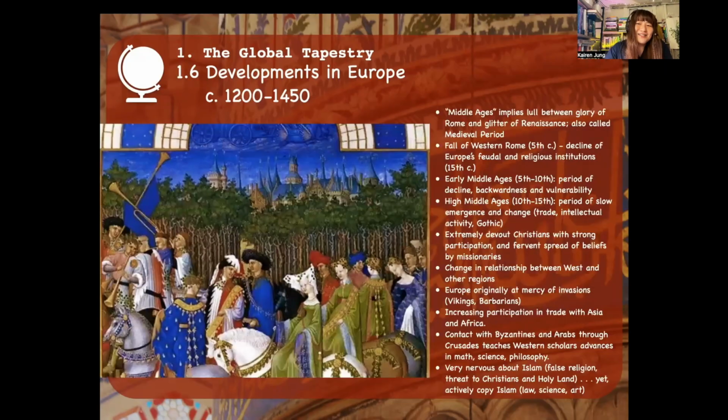So the Middle Ages implies that there's this lull between the glory of Rome and the glitter of the Renaissance. It's also called the medieval period. Sometimes it's also called the Dark Ages. I don't agree with that characterization. The Middle Ages are amazing, and here's why.